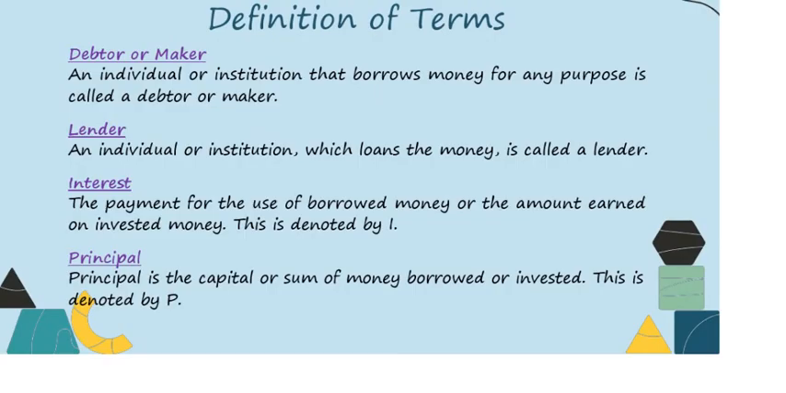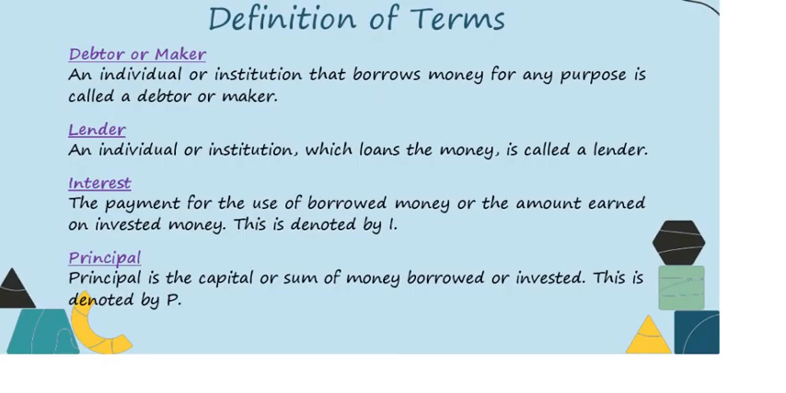So ano naman itong individual or institution na mag-aalaw sa debtor or maker na mag-borrow or manghiram ng money? So, yung tawag doon is yung ating lender. So, yung lender natin is an individual or institution which loans the money. And then, if there is an agreement between our debtor or maker and the lender, there is a value that we can calculate from this if the debtor will borrow money from our lender. And that is what you call our interest. So, if we define now our interest, this is going to be the payment for the use of borrowed money or the amount earned on invested money.